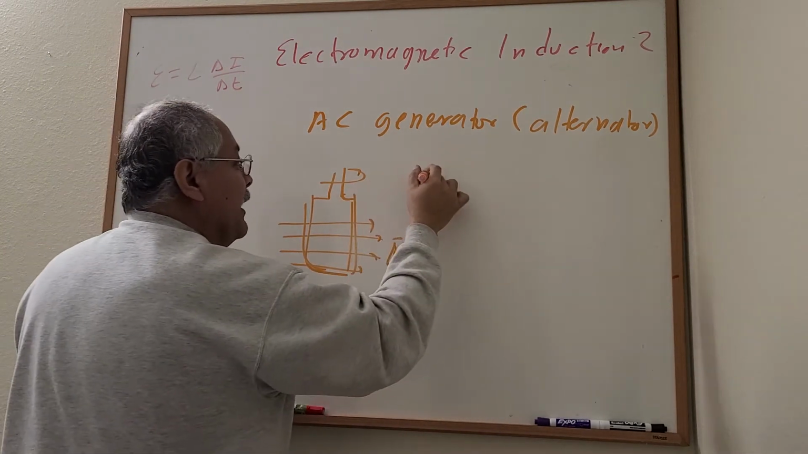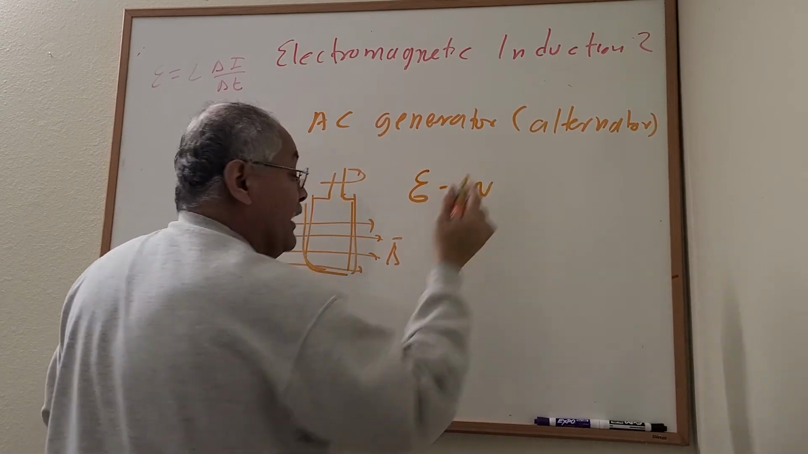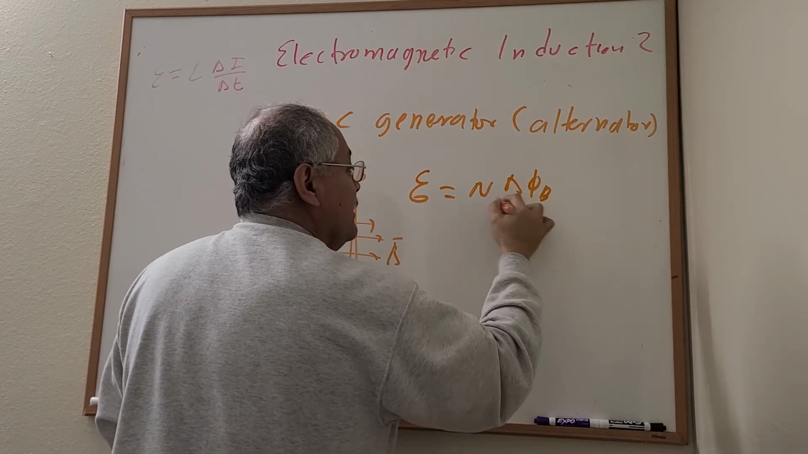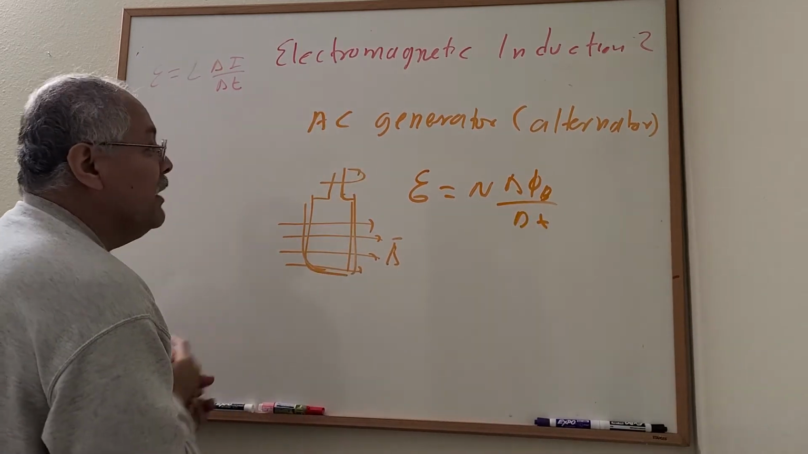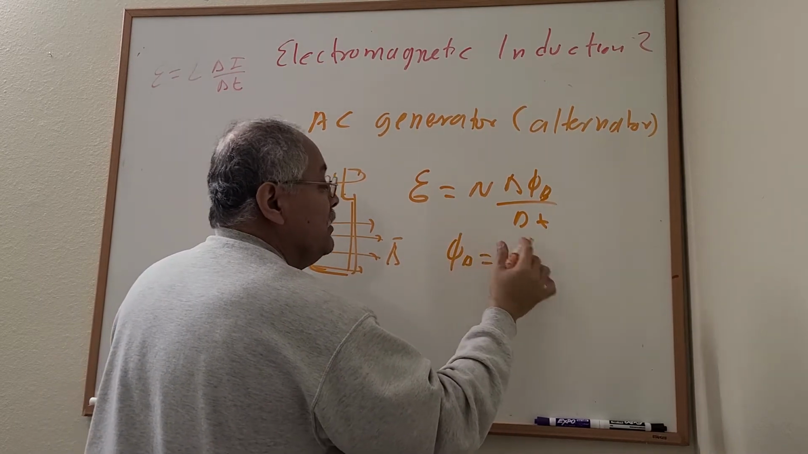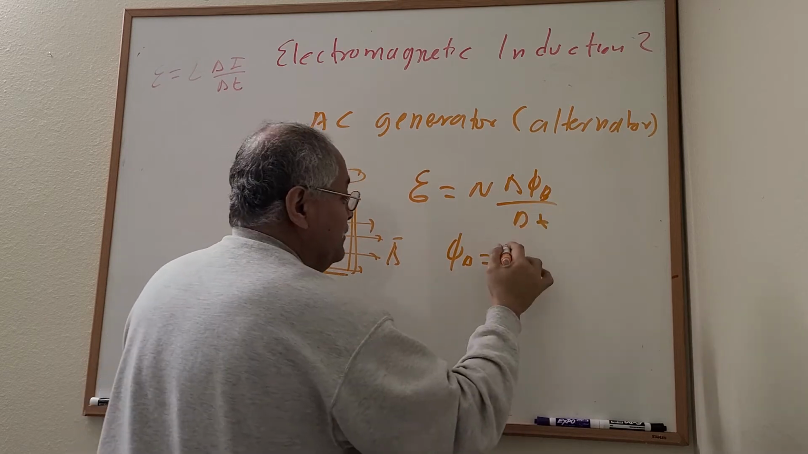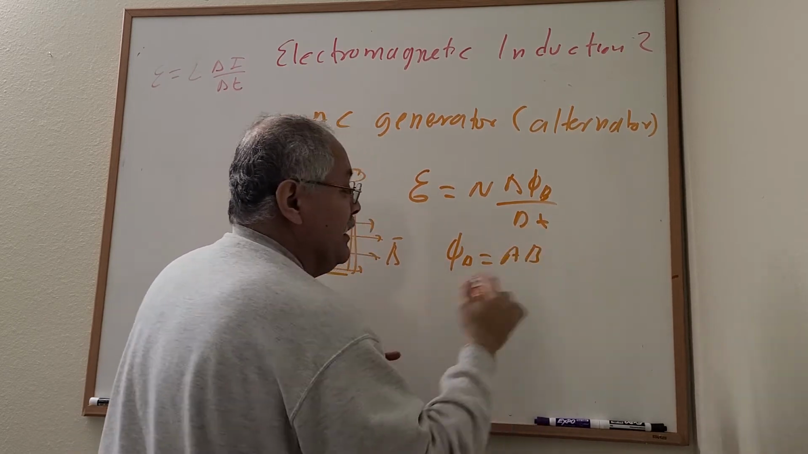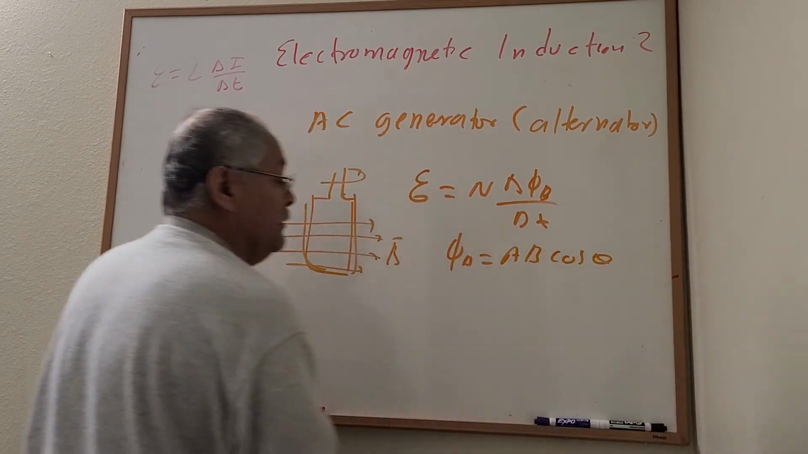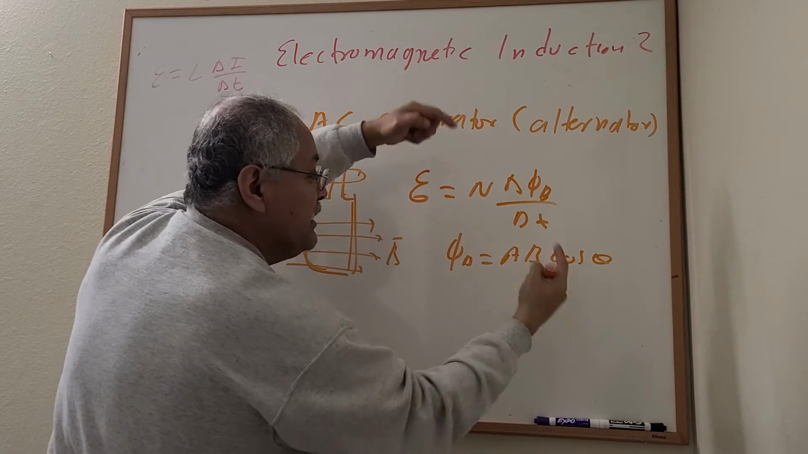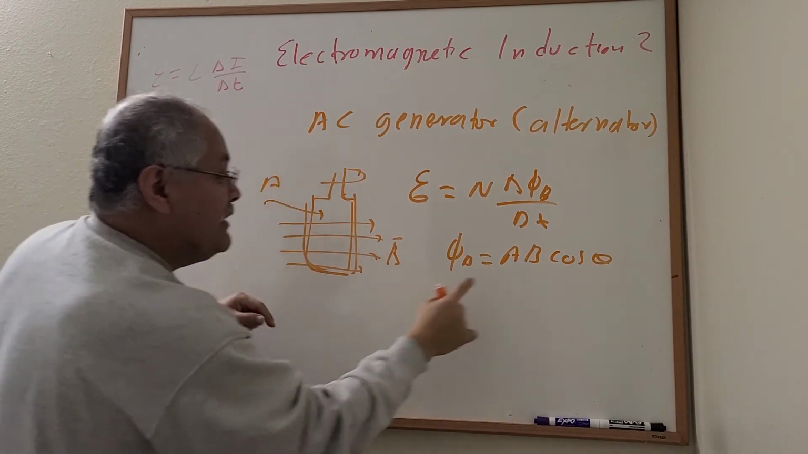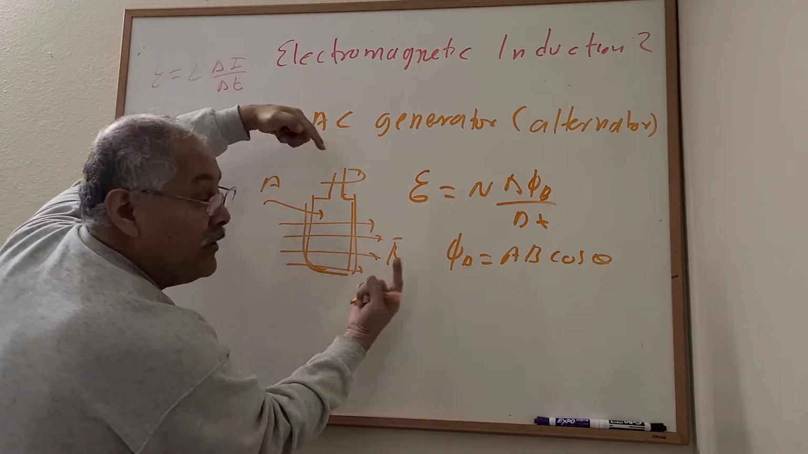Now let's see what happens. In this case, we have the electromotive force is equal to the number of turns, remember, times the change of this magnetic flux with respect to time. But how do we define the magnetic flux? Remember from the previous section, the magnetic flux is equal to the area times the magnetic field intensity times cosine theta. In this case, we are changing the angle. The area of the coil is constant, and the magnetic field is constant, so we're changing only the angle.